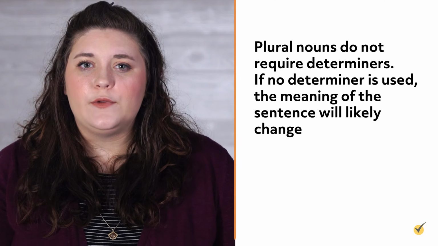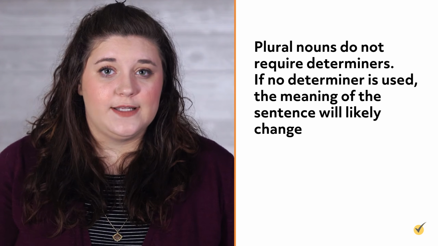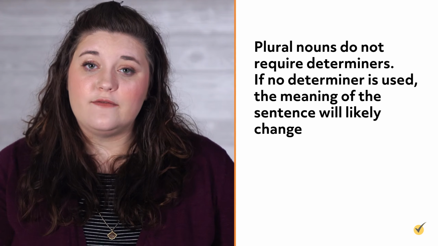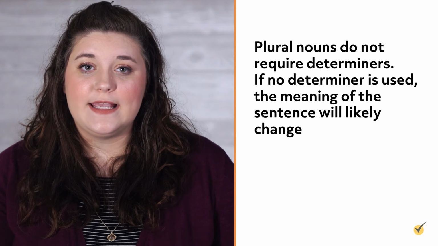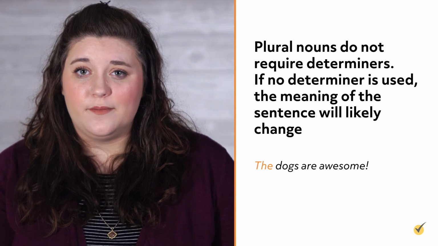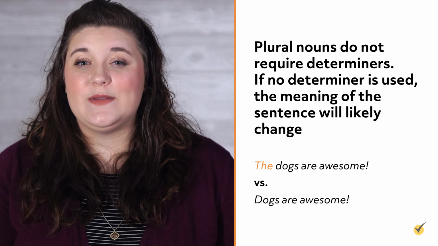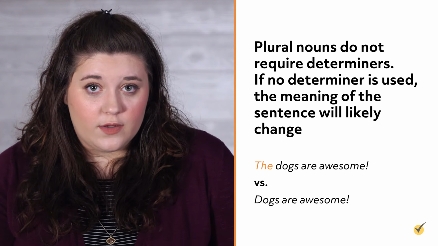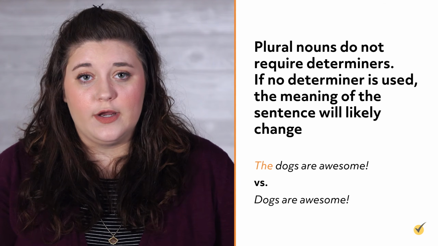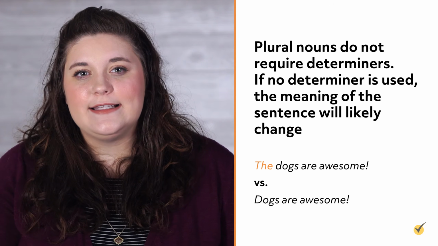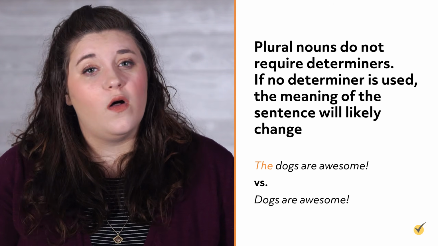Number 2, plural nouns do not require determiners. If no determiner is used, the meaning of the sentence will likely change. Example, the dogs are awesome versus dogs are awesome. The first sentence is referring to specific dogs, maybe your dogs, or maybe the ones you see on your route to work. Meanwhile, the second sentence is a general statement that refers to all dogs.